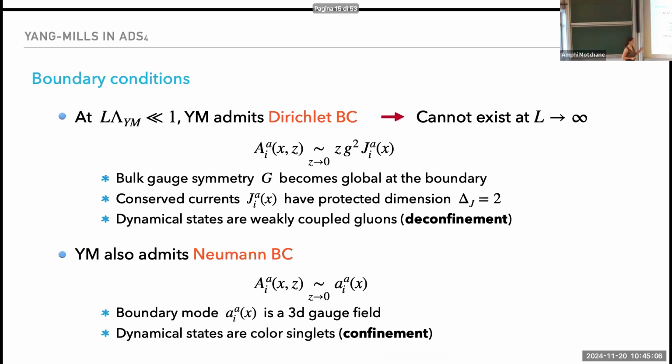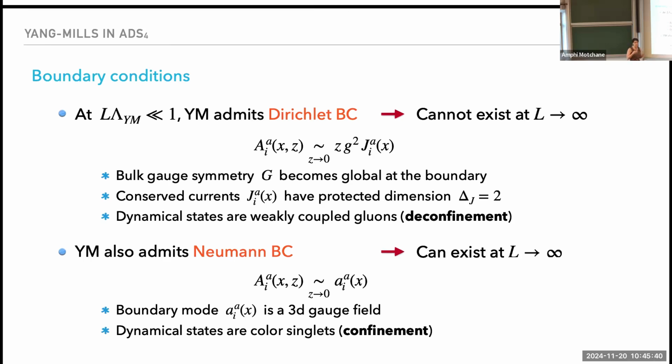Let me say that there is another boundary condition, which is Neumann boundary condition, in which instead the gauge field in the bulk is asymptotic to a three-dimensional gauge field in the boundary. In this case, dynamical states can only be color singlets, and so the theory confines. So this is a boundary condition which is consistent with what we observe in flat space. And this is why, in principle, we can imagine that we can take its limit up to flat space. So we have two boundary conditions.